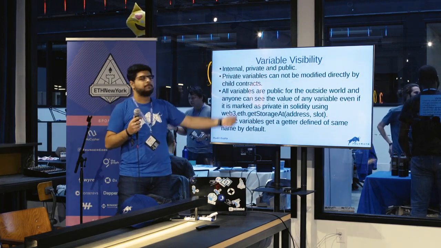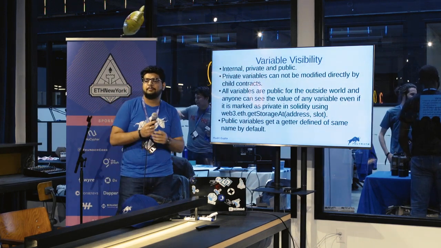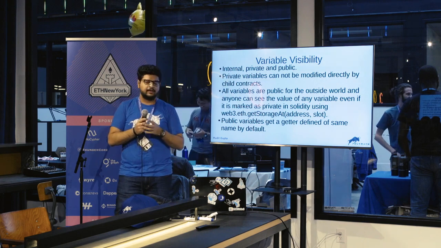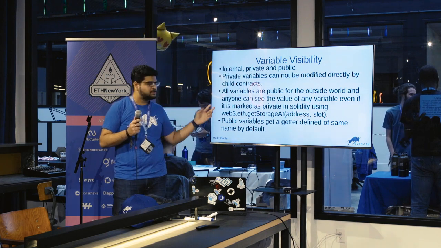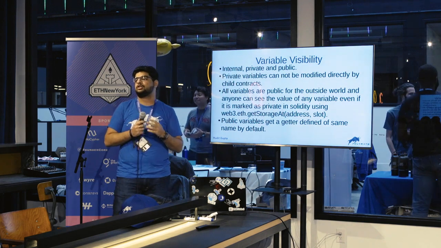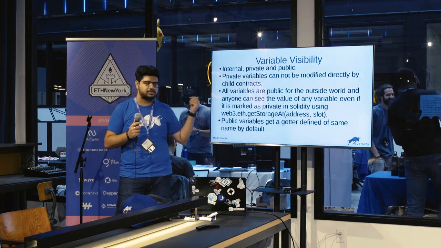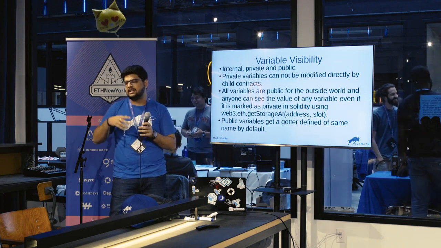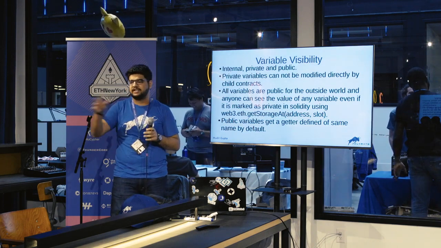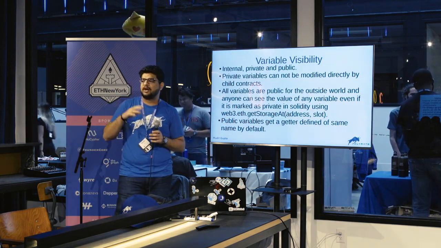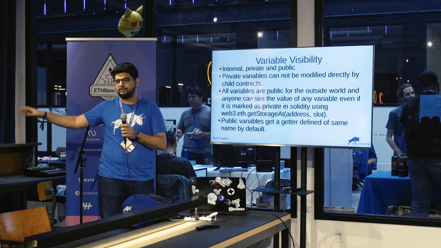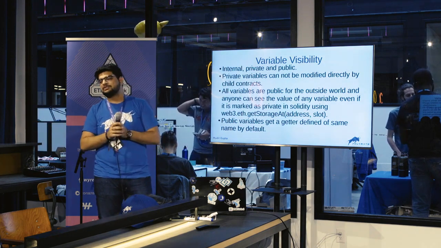So let's talk about public variables. They are different from internal variables in the sense that for public variables, the Solidity compiler will automatically create a getter function for you. So what's a getter function? A getter function is used to read the value of that variable outside the smart contract. So if you have a DApp and you want to read the value of your variable, you have two ways.